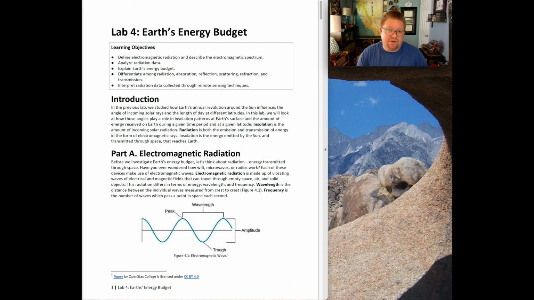Now we can see within the learning objectives of this lab that we'll learn to define electromagnetic radiation and describe the electromagnetic spectrum. We'll also analyze radiation data, explain the Earth's energy budget, and differentiate among radiation, absorption, reflection, scattering, refraction, and even transmission. We'll also interpret radiation data collected through remote sensing techniques. So that being said, let's start the lab.